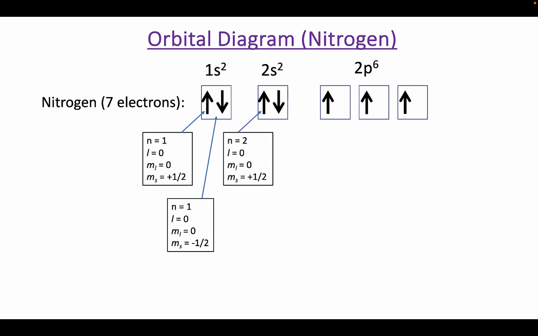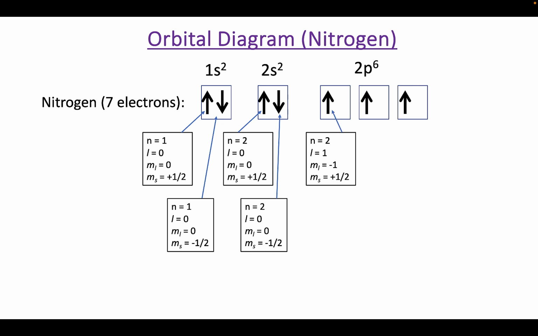Moving on, now we have 2s, so n is now 2, but L is still 0, that's an s orbital. ml is still 0 to indicate there's only one space available within the s sublevel. Plus 1/2 for the spin means it's spinning up, and we have the same options with minus 1/2 for spinning down. For 2p here, n is equal to 2, and L is now equal to 1.